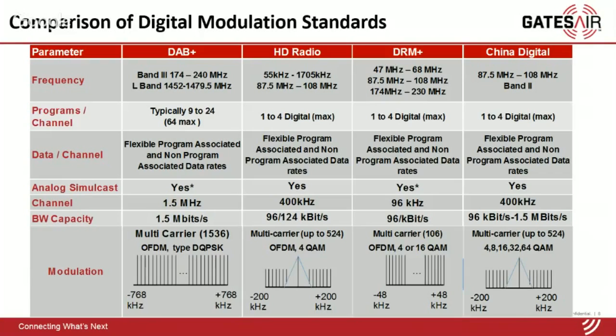China Digital came along later. They were able to take kind of the best of DRM, HD Radio, and DAB+. Very flexible, almost too flexible. I think Ted Staros figured there's like 11,000 possible combinations of bandwidths and codings and different configurations for China Digital. But it's a very flexible system, and they're pretty excited about it.